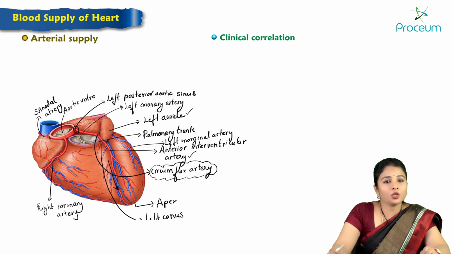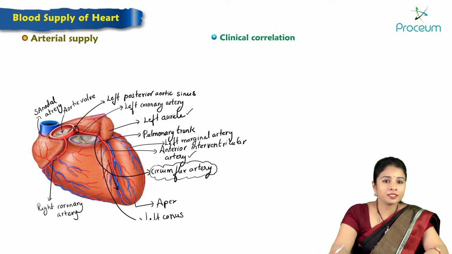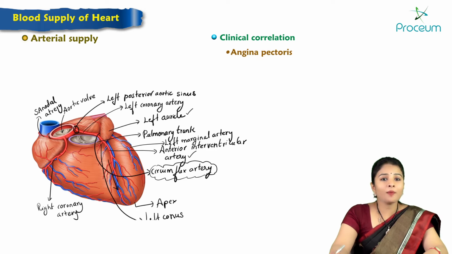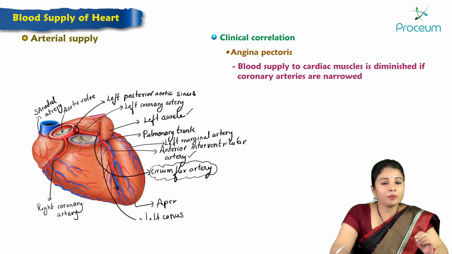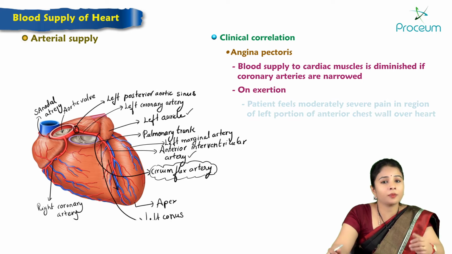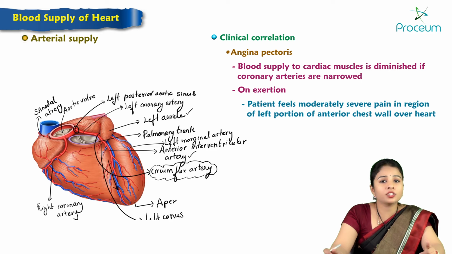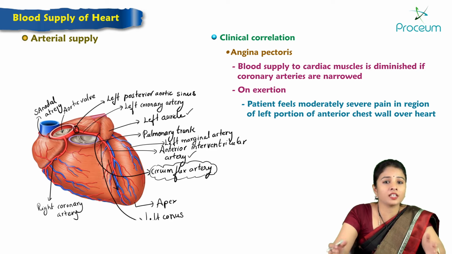Let's see some clinical correlation associated with the blood supply of heart. So angina pectoris means the blood supply to the cardiac muscles is diminished, reduced, if the coronary arteries are narrowed. So this reduced blood supply is due to narrowing of coronary arteries. As a result, on exertion, the patient feels moderate to severe pain in the left portion of the chest region and anterior chest wall over the heart, that is where the pericardium is present.